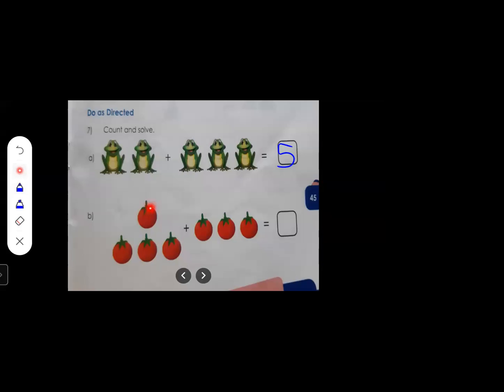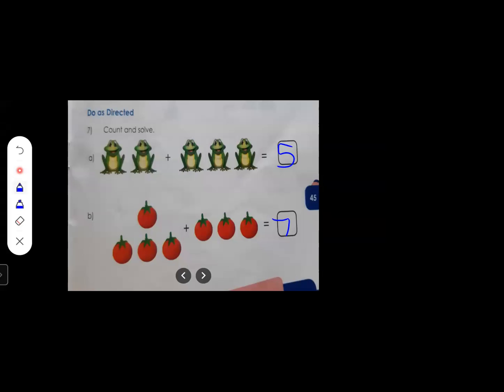Here 1, 2, 3, 4. How many is there over here? 4. And over here 1, 2, 3. So 4 plus 3. What are you going to do? Keep 4 in your mind. Take 3 fingers. Now after 4, count 3 fingers. 5, 6, 7. Right? 7, you got the answer. So over here we will write the number 7.